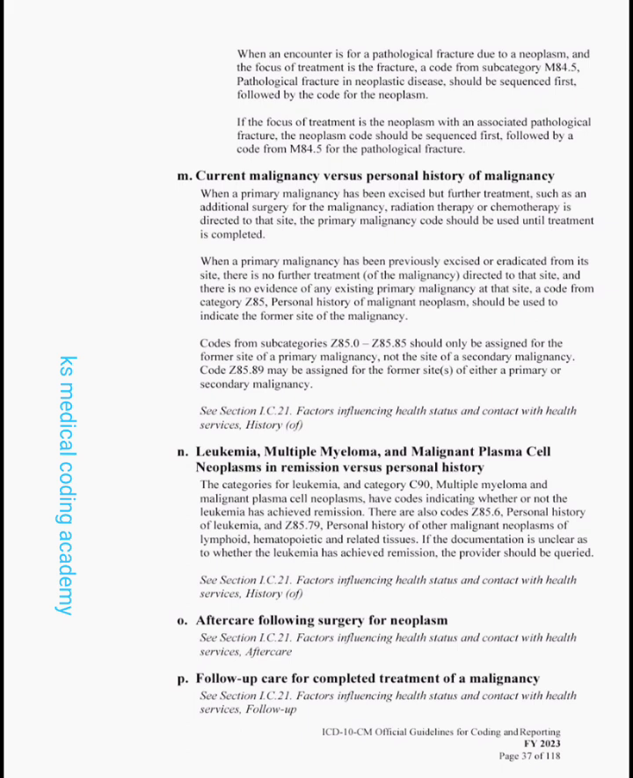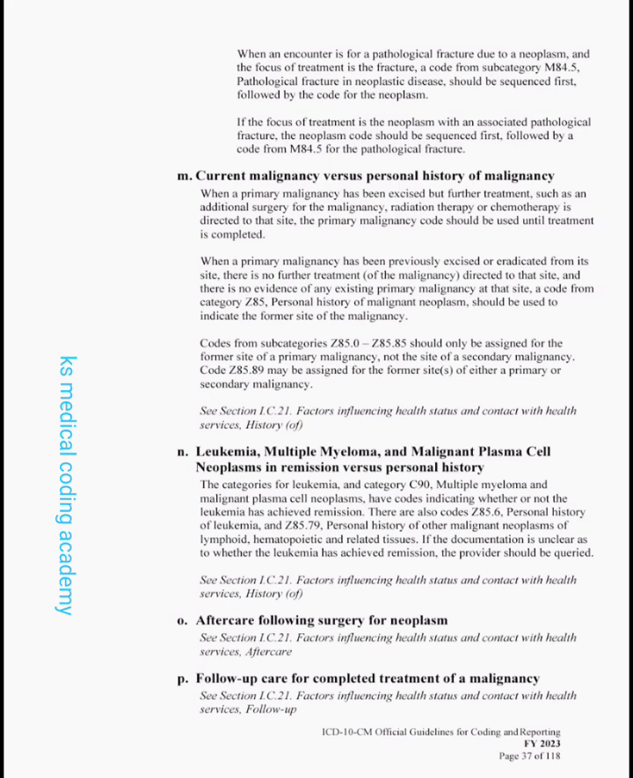Codes from subcategories Z85.0 through Z85.85 should only be assigned for the former site of a primary malignancy, not the site of a secondary malignancy. Code Z85.89 may be assigned for the former sites of either a primary or secondary malignancy. See section I.C.21, Factors Influencing Health Status and Contact with Health Services, History of.